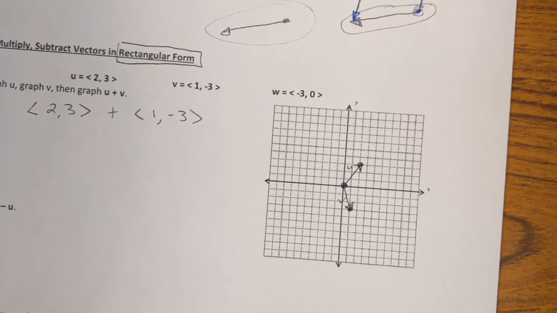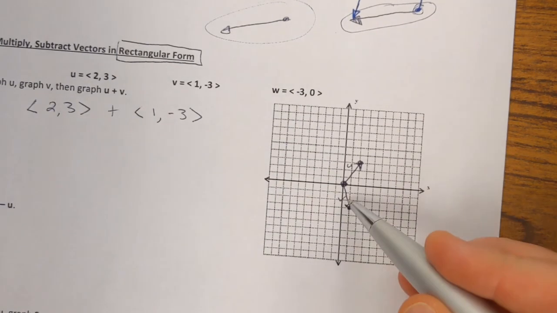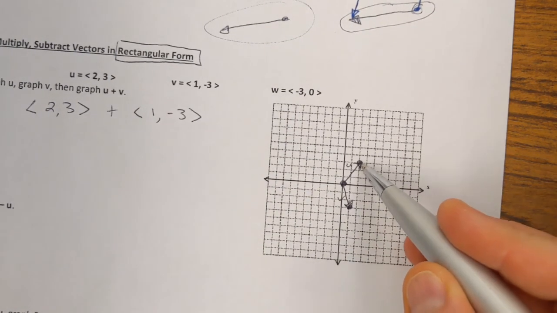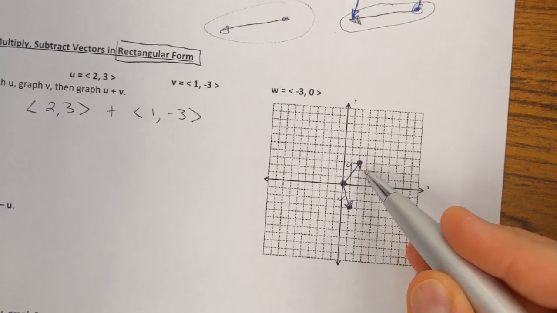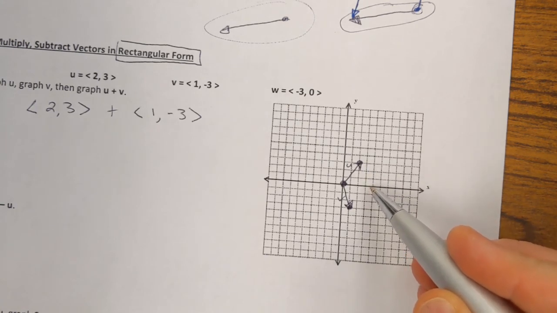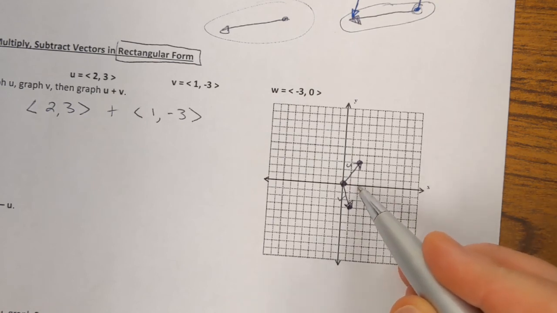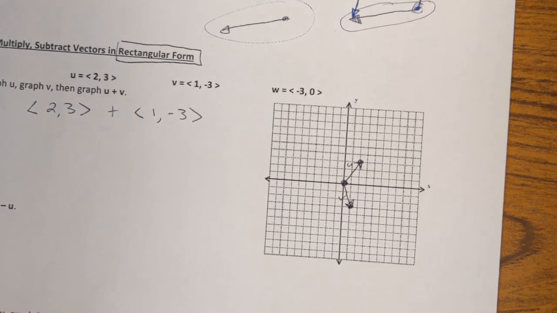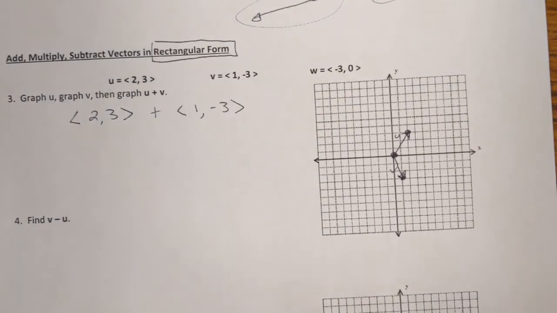I can kind of predict where the resultant would be. If I could somehow transform vector v over here, it looks to me like if I were to add these together, it's going to fall right along the x-axis at a 0-degree angle. But let's see exactly what we get.